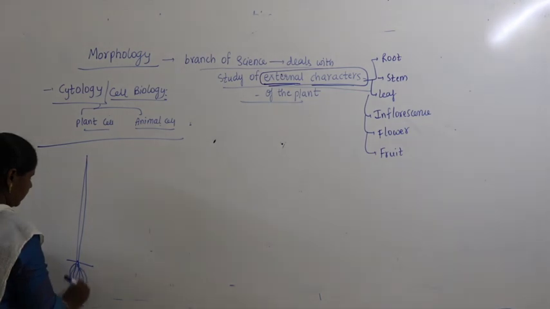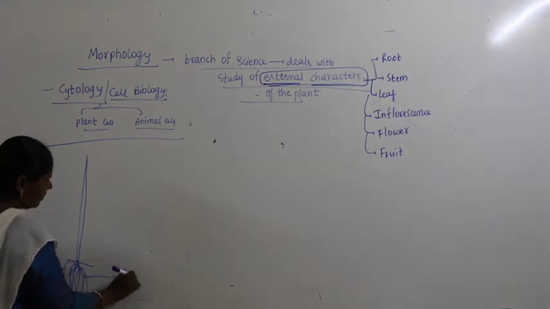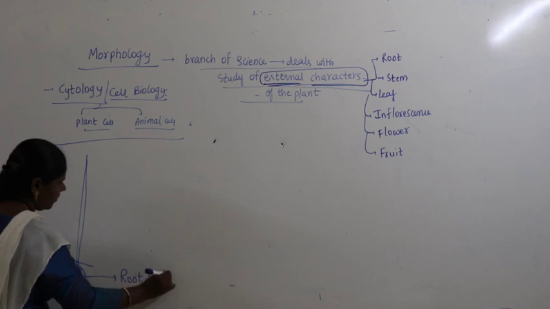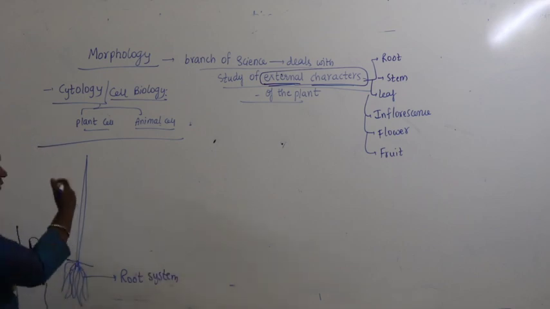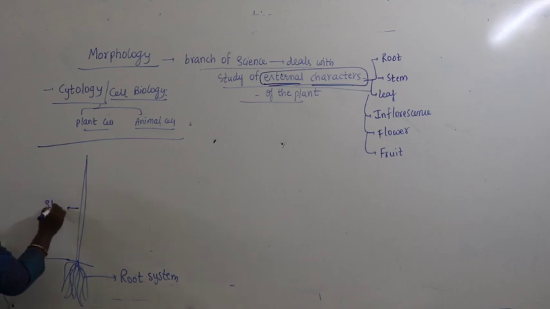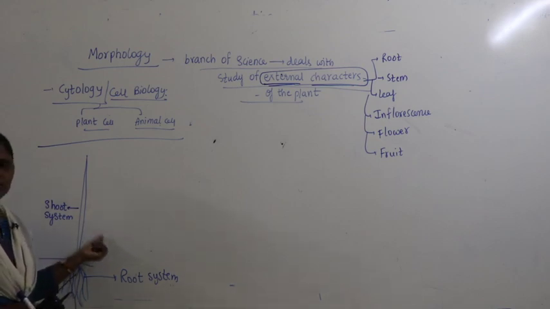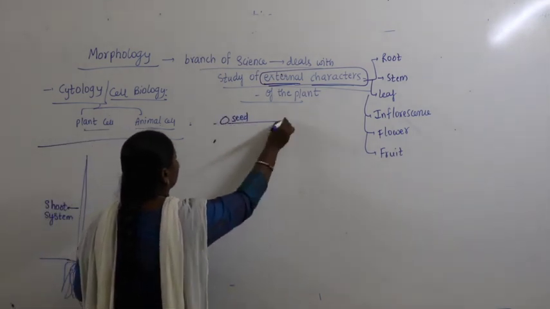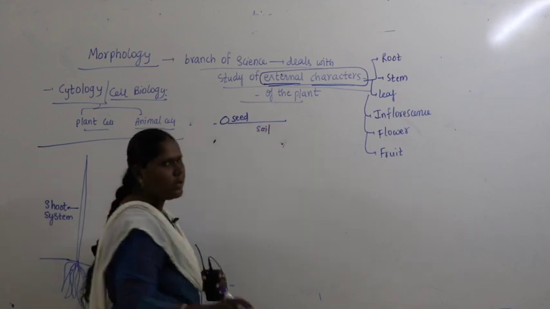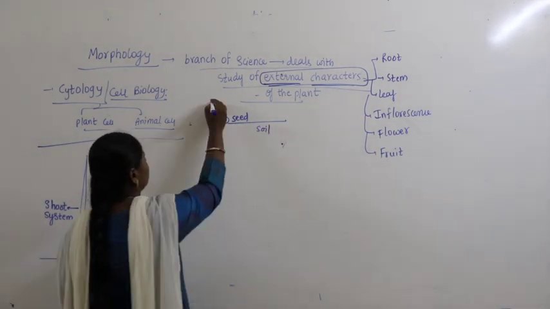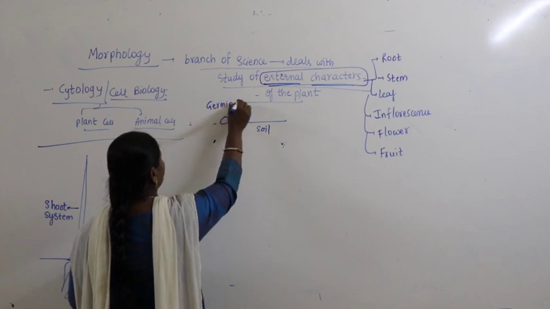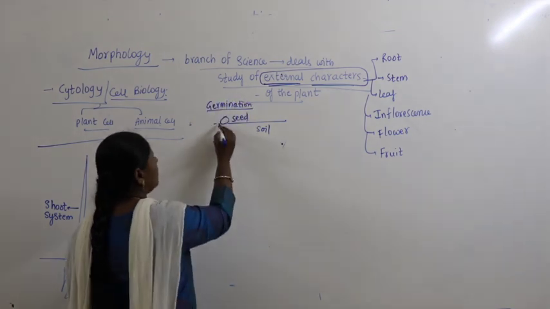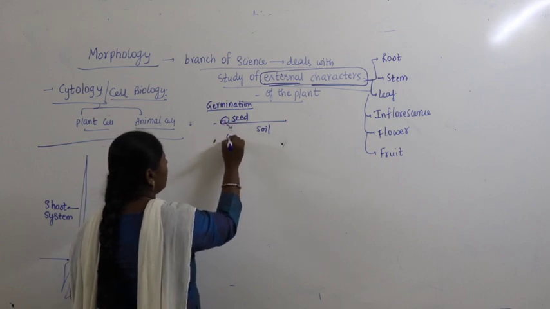Here we mainly discuss the root system, and what grows above the soil is called the shoot system. Generally, when you take the germination of a plant, suppose a seed is sown into the soil. At the time of germination, the cell will undergo the process called cell division.